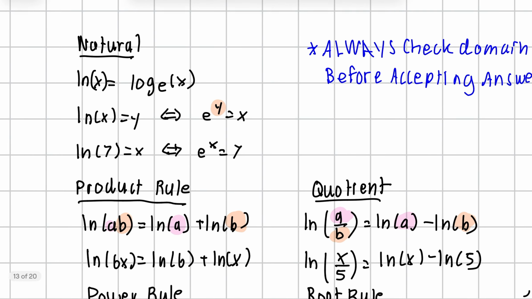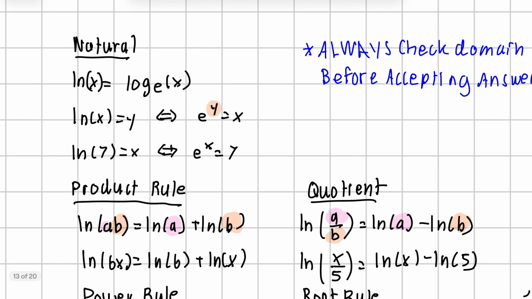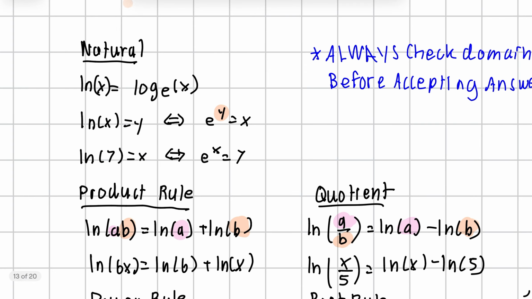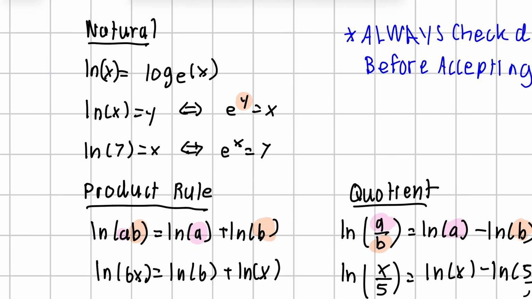In this video, we're going to be going over natural logs and logarithmic equations. So let's say we have ln of x, that's equal to log base e of x. If ln of x is equal to a value like y, and you take e and raise it to that power of y, what ln was equal to, that is just equal to the input that you had for ln, which is equal to x.